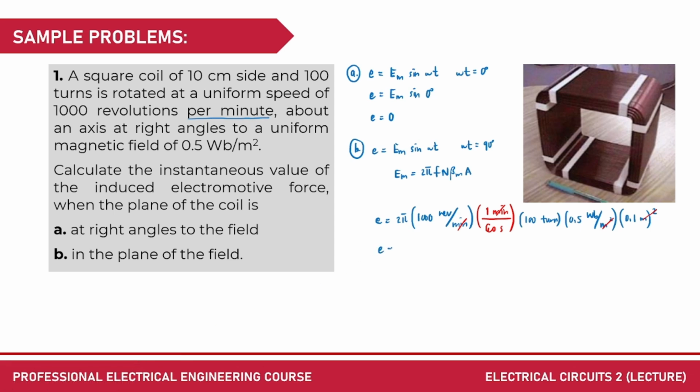What's the value of E now? It's 2 pi times 1000 over 60 times 100 times 0.5 times 0.1 squared, which becomes 52.36 volts. That becomes the voltage at that point.